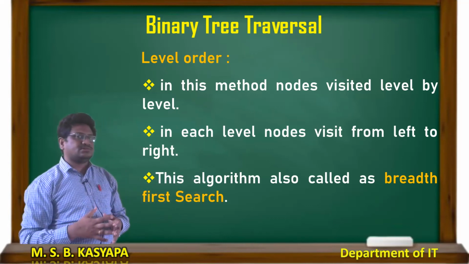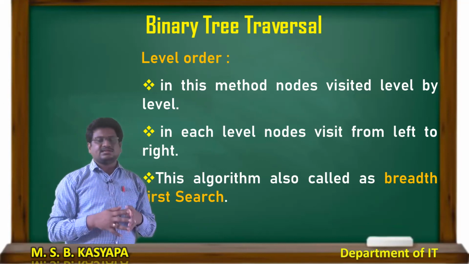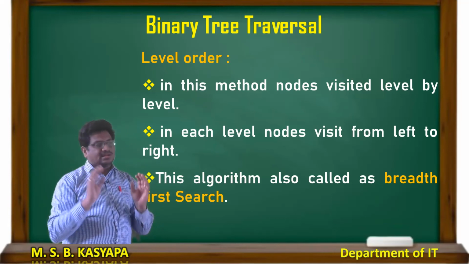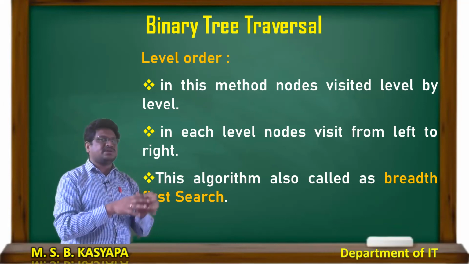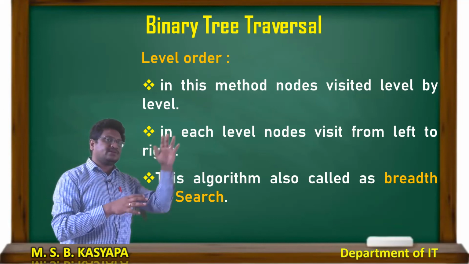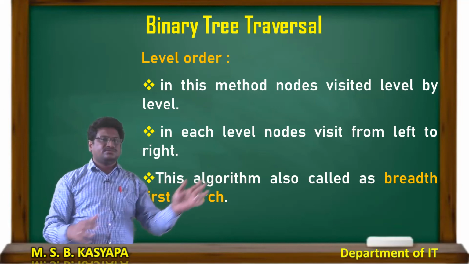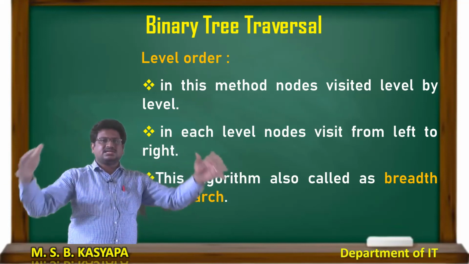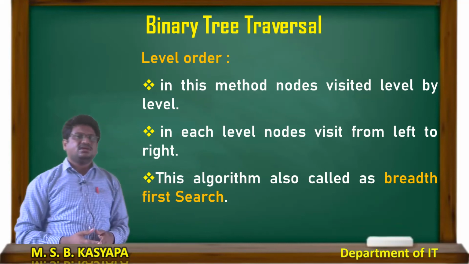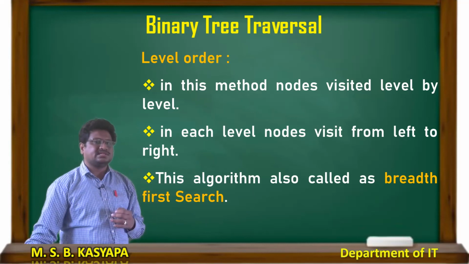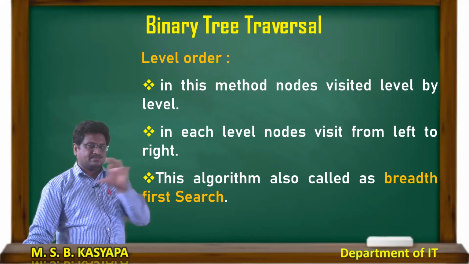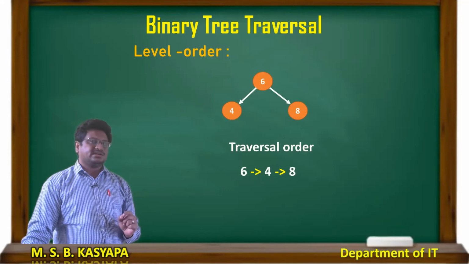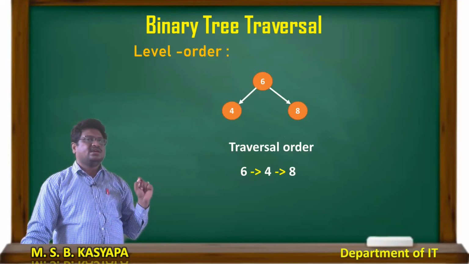Okay. In the level also, how can I check? Can I visit the nodes randomly? No. In the level also, the visiting must be in a proper manner. What is the manner? From left to right, I have to visit. From left to right, I have to visit. So I am checking the size, each and everything, first in this algorithm. So that's why it is called a breadth first search. Breadth first search.